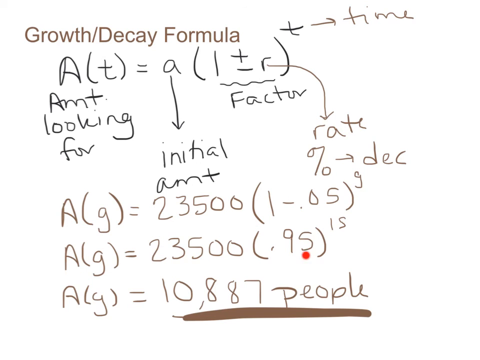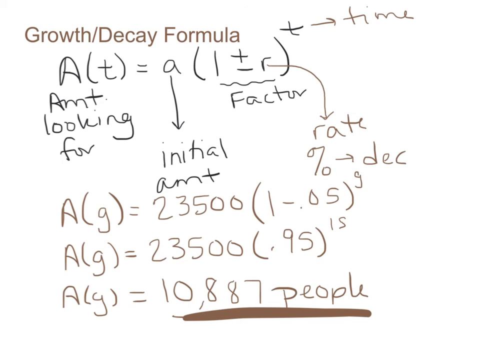I figured out that there were 15 games involved, and I wanted to know what the attendance would be. Still the same initial amount, still the same decline in my rate. So now I have a growth decay factor of 0.95. And in 15 games, what would the decline be? So this would be, once I put it in the calculator, 10,887 people is what the 15th game would have held if the decline was steady.